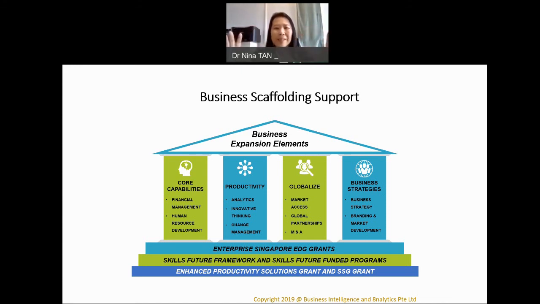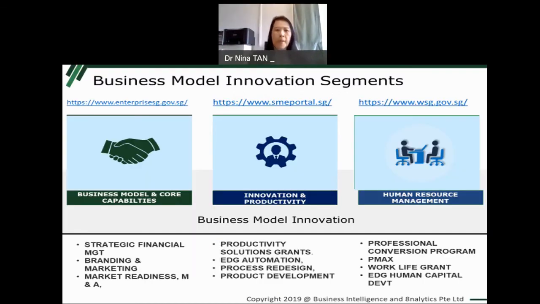These four categories have different kinds of grants that will help you. For example, EDG, and then SkillsFuture training, mentorship programs, which I will talk about, and also productivity technology solutions that IMDA Tech Depot is all about.